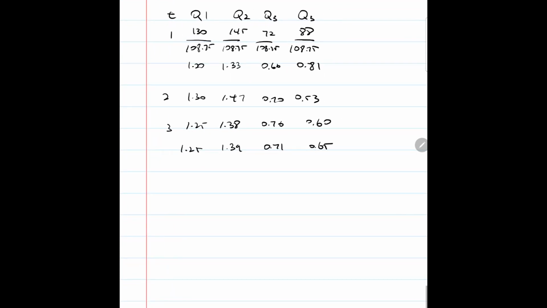So on year 4, we need to calculate demand on 4. It's 100 times 2.75. Let's keep the formula first. Plus 2.75 times 4, which is 111.